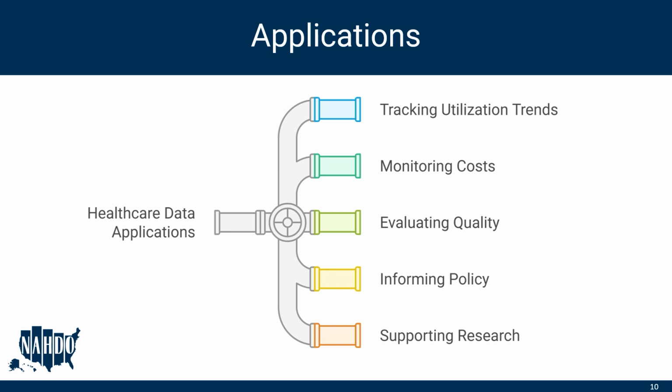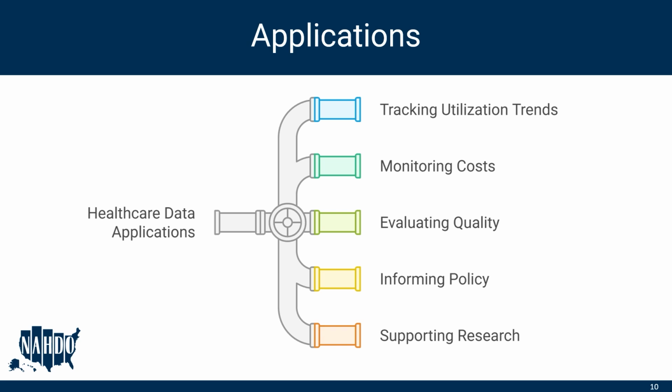Tracking healthcare utilization trends. Analyzing hospital admission rates, emergency department visits, and surgical procedures to identify patterns and changes in the trends for healthcare demand can help policymakers anticipate future healthcare needs and allocate resources accordingly. Monitoring costs. Examining hospital charges, case mix, and resource utilization to assess the financial burden of healthcare and identify cost drivers can inform efforts to control healthcare costs and improve efficiency.